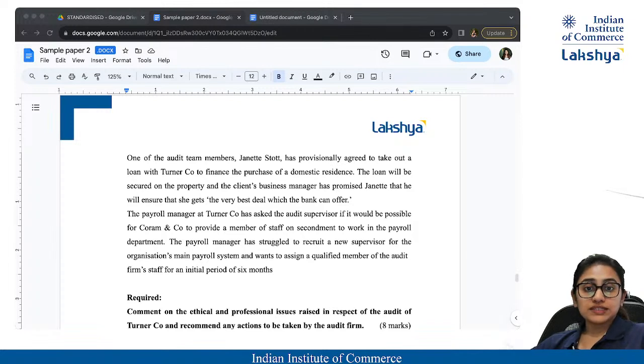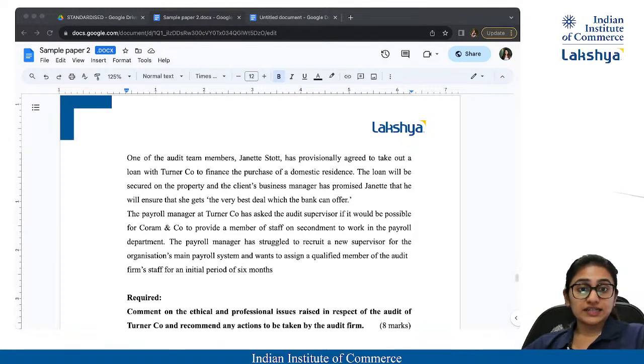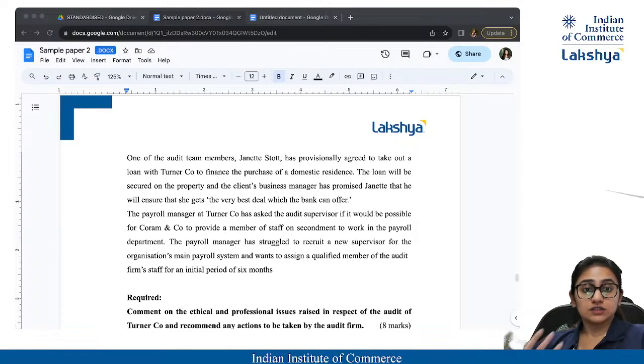Then it is possible that the secured loan may be ethically acceptable, and the key issue is where the very best terms which the bank can offer fall with Turner PLC's normal business terms and conditions. It might be possible that it is in the normal business conditions, and you have to explain the rationale. You have to decide if it's in the normal business conditions or not, then decide the outcome of that matter.